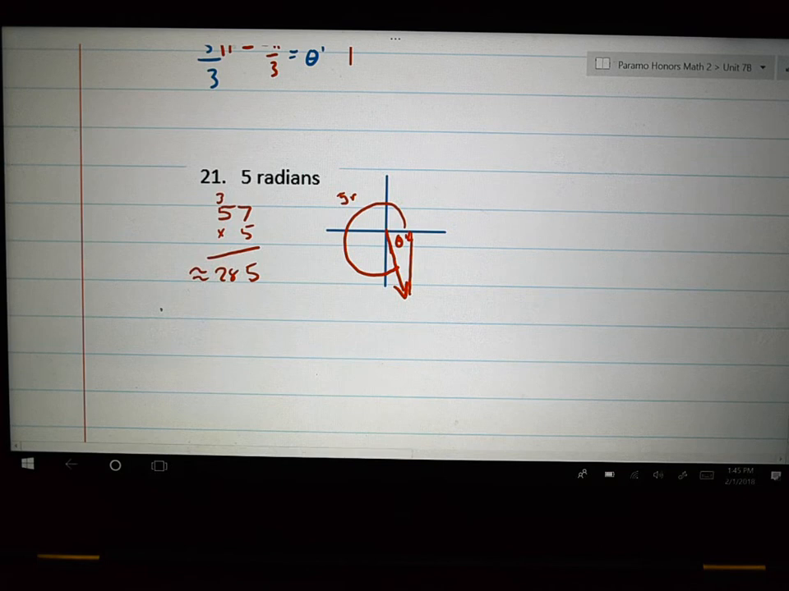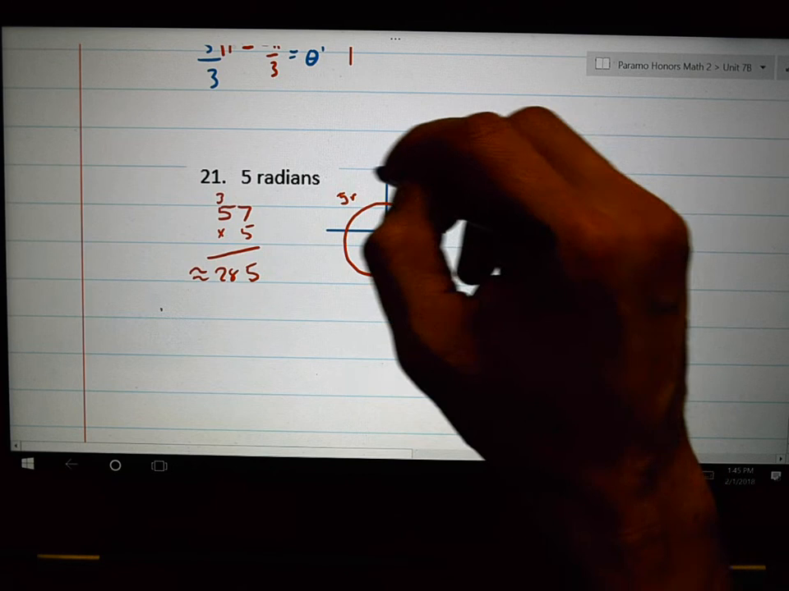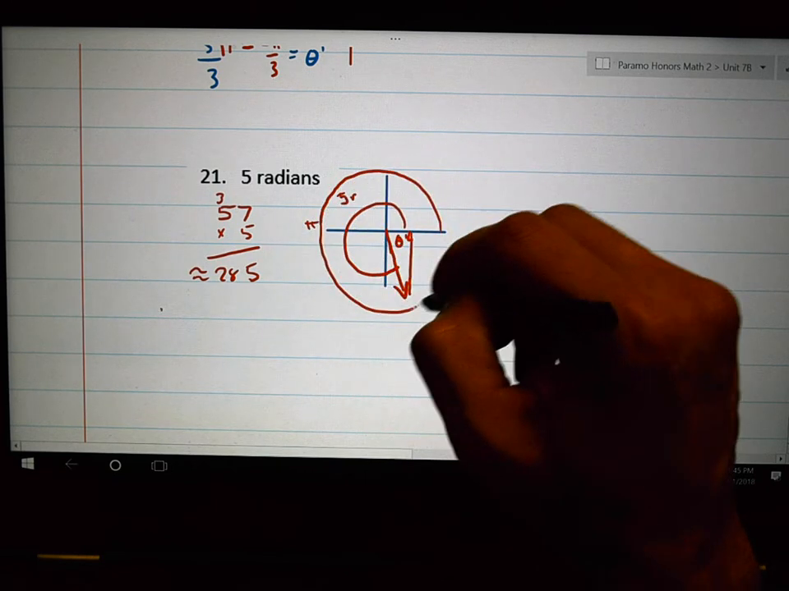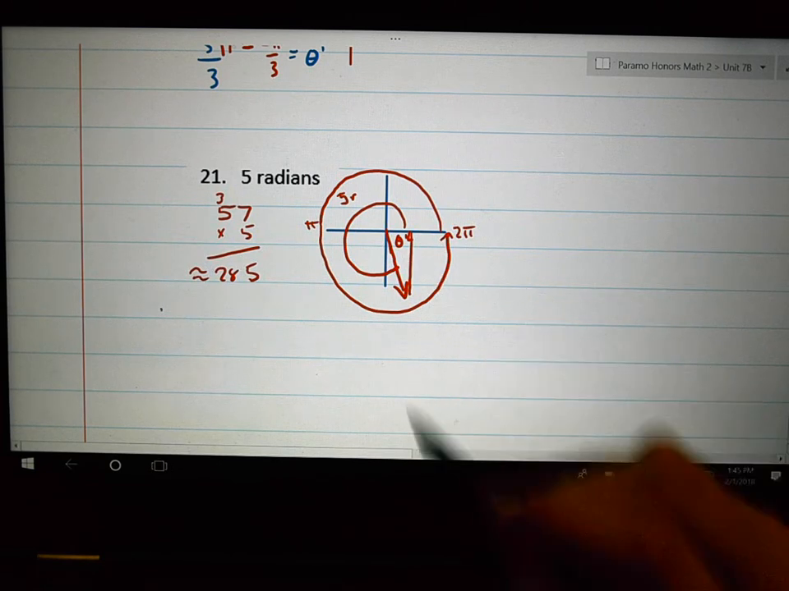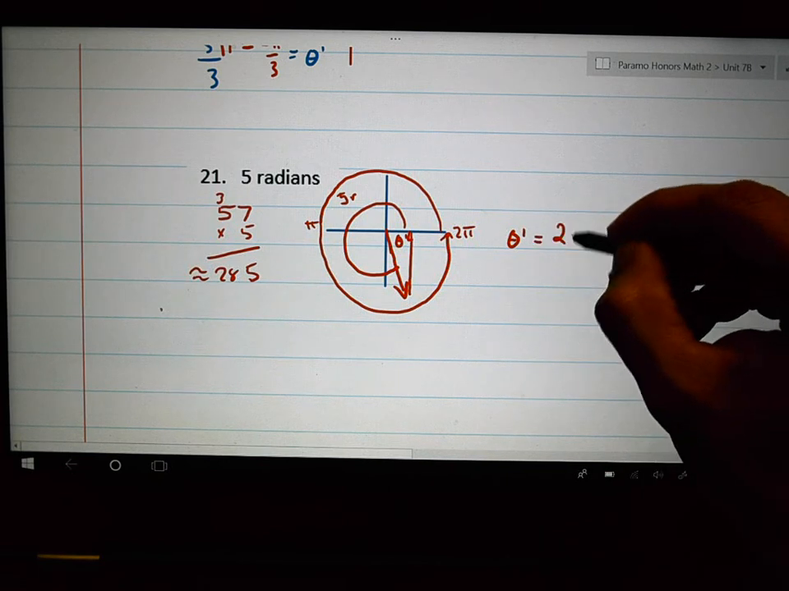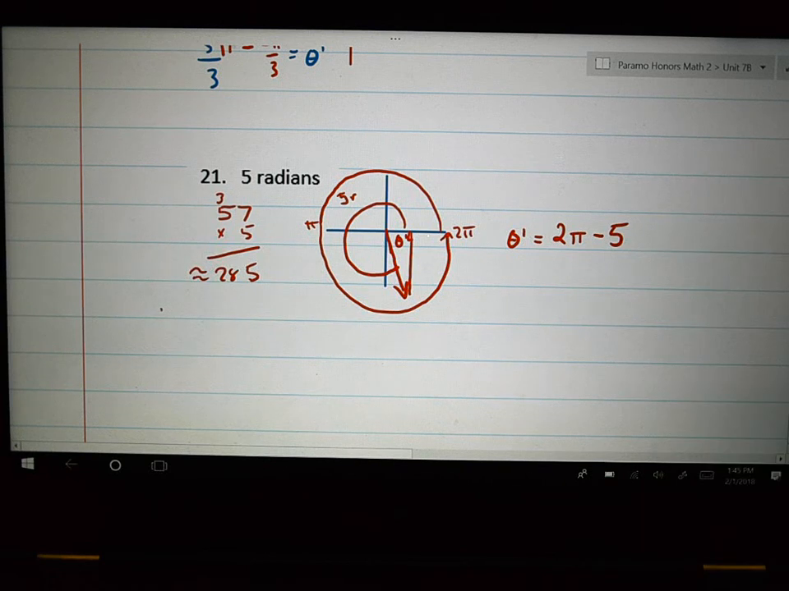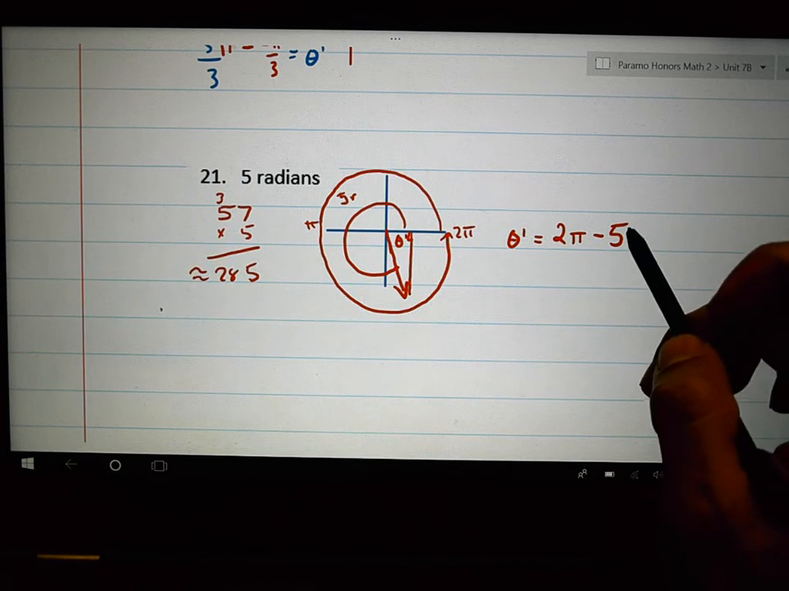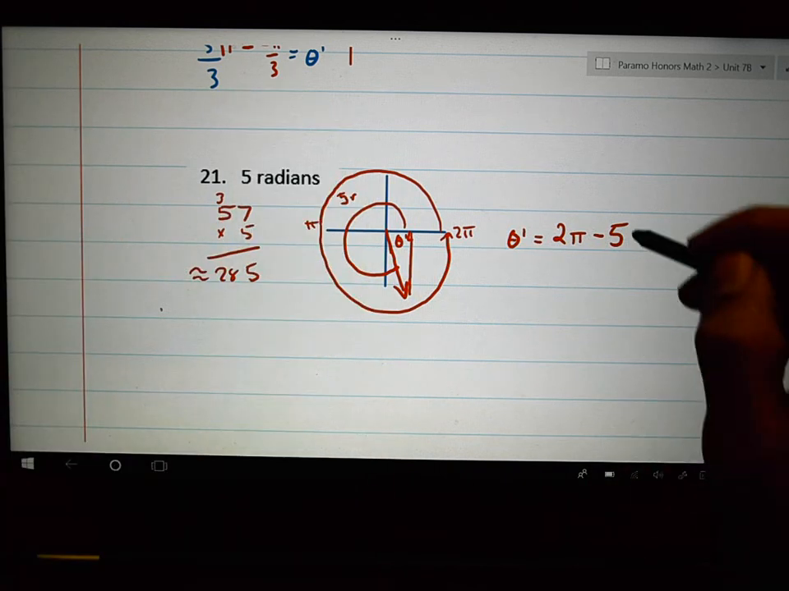So the hardest part about this problem is knowing, okay, we said from here to here is pi radians, but if I keep going, this is 2 pi radians. If I want to know what theta prime is, what I have to do is take that 2 pi and subtract the 5 radians from it. There is no pi with this 5. 5 is the decimal approximation of the angle, okay? So it's just 2 pi minus 5. We can't put those together. This is your exact answer.